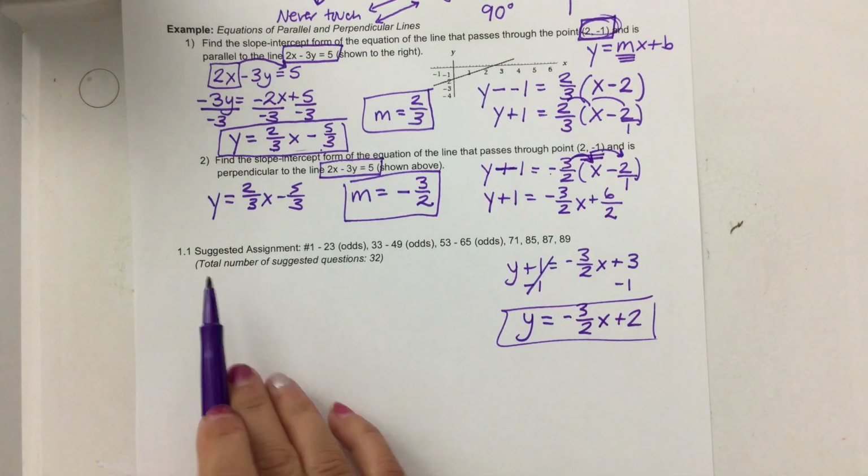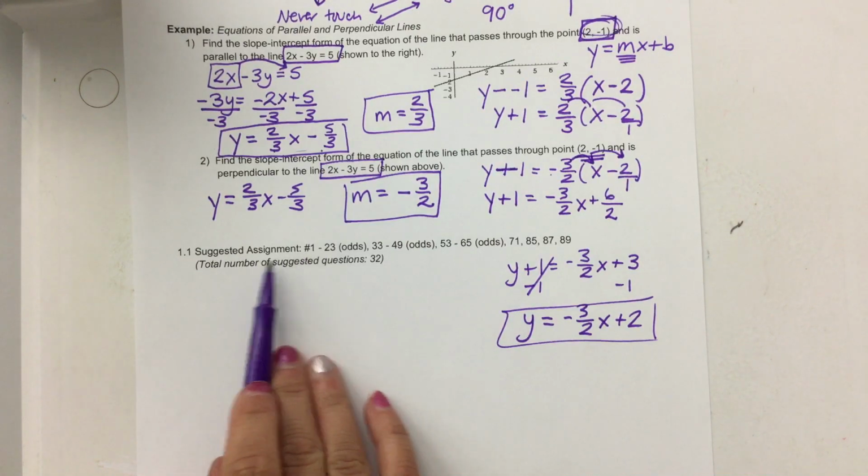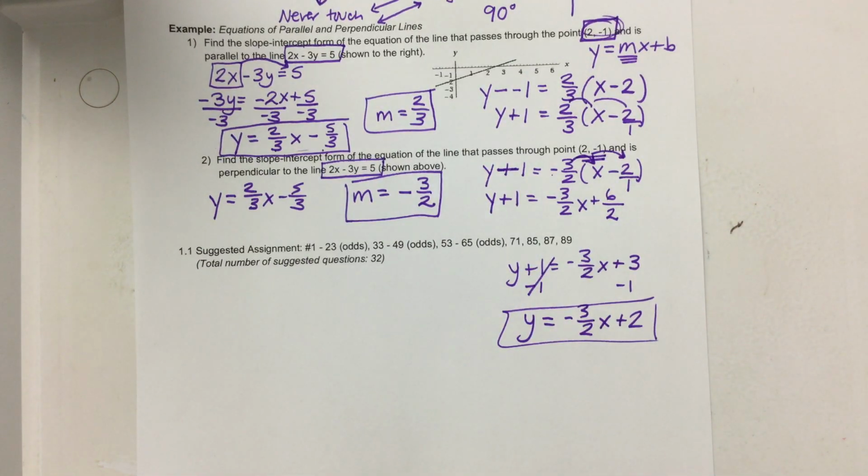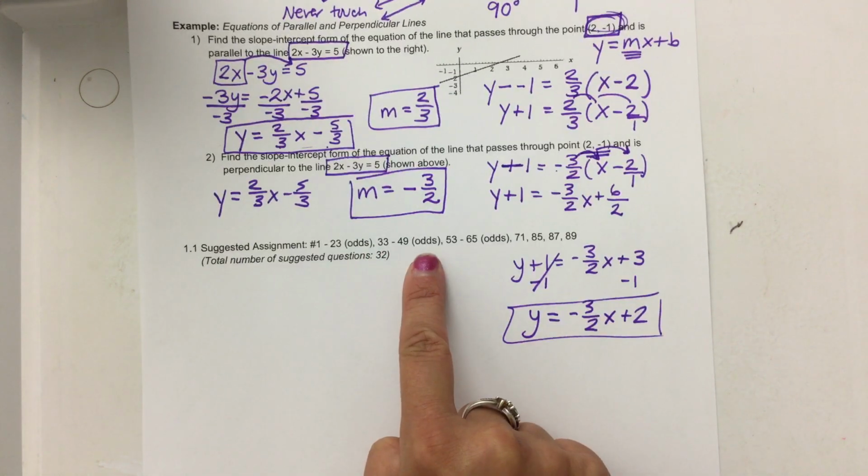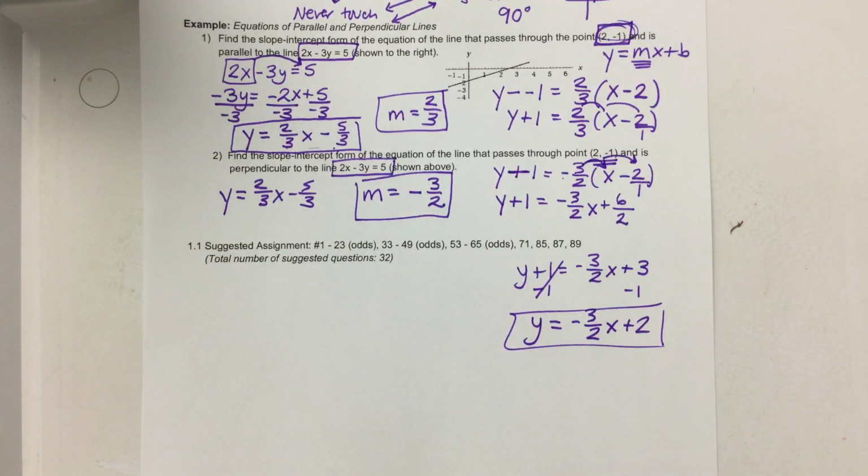Now with the college classes, you have suggested assignments. These are questions that you can try if you feel like you need extra practice, okay? You do not hand these assignments in. Again, notice that I did just suggest odds. The reason for that is because the solutions are in the back of your textbook. You can go through, work on a few questions, make sure that you're fully understanding, check your answers with the back of the book. If you have any questions, please reach out and let me know.